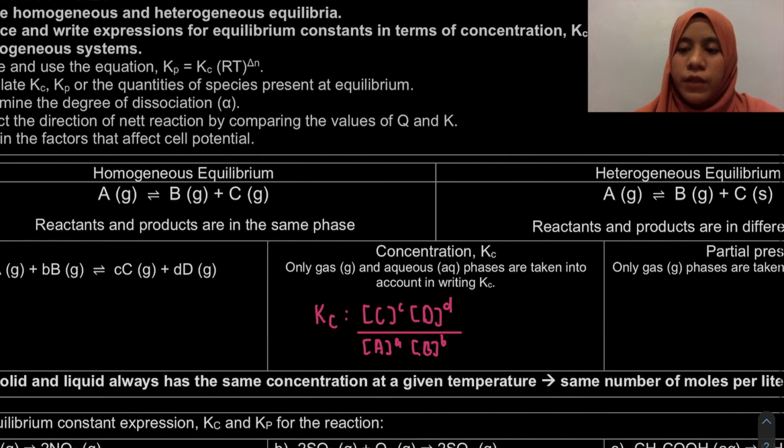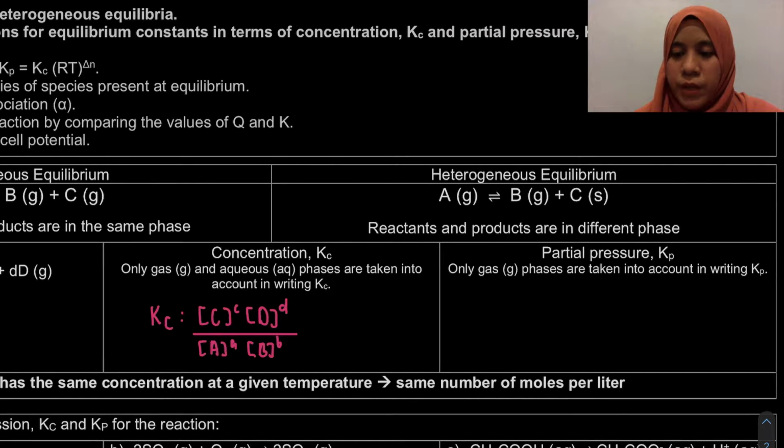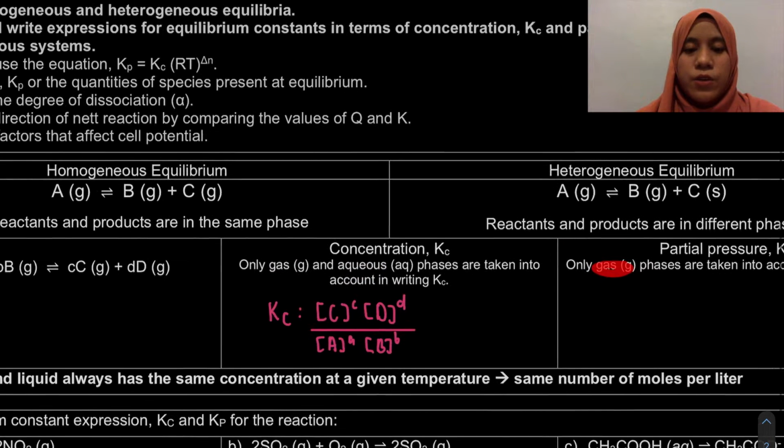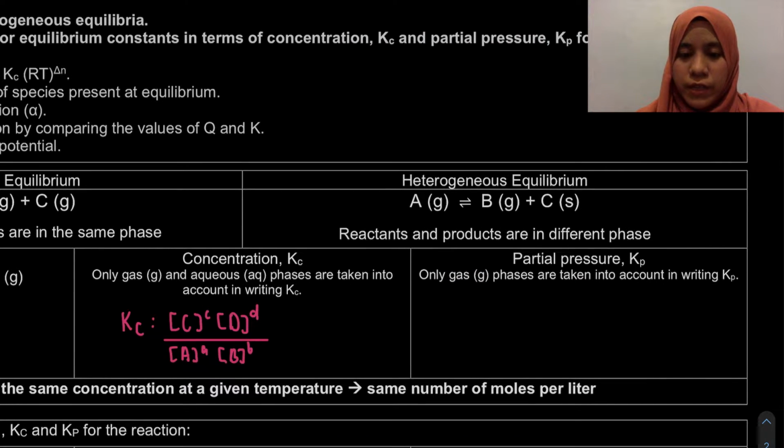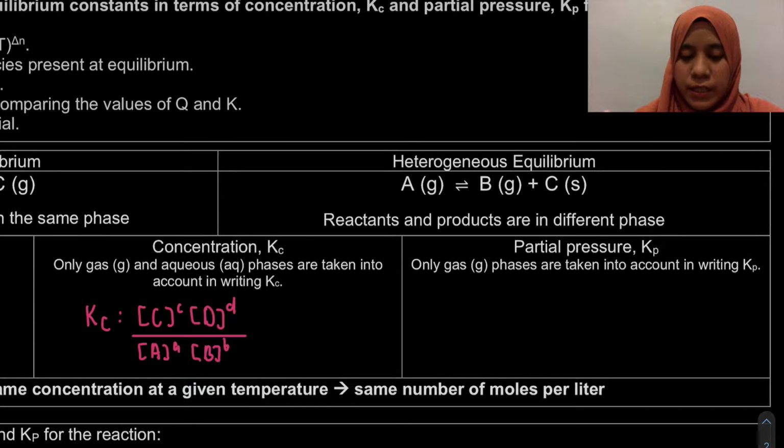And then, for the pressure. For the partial pressure, only gas phases are taken into account in writing Kp. So for pressure, if there is a solid, liquid or aqueous species, we will not accept it. For concentration, gas and aqueous. For pressure, only the gas phase. So in this case, all of these will be written down in our Kp, but the way of writing it is different. So how do we write it down? It will be like this.